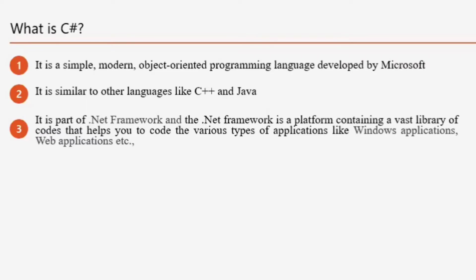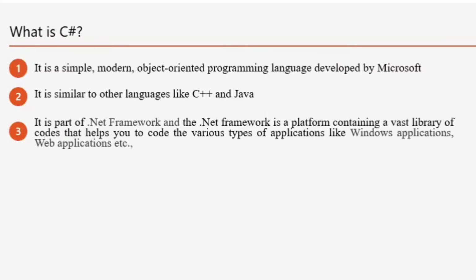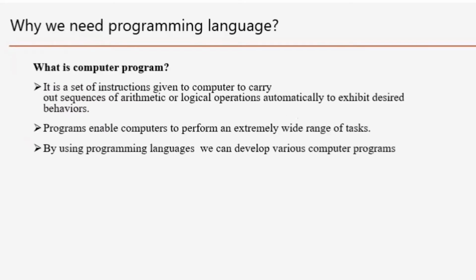Also, C# is similar to other object-oriented programming languages like C++ and Java. If we learn any one language, then learning other languages is very easy and can be done in a short time, as the concepts are similar. C# is part of the .NET framework, and the .NET framework is a platform containing a very vast library of code, which helps us build various types of applications like Windows applications, web applications, and mobile applications. So it is a built-in library.